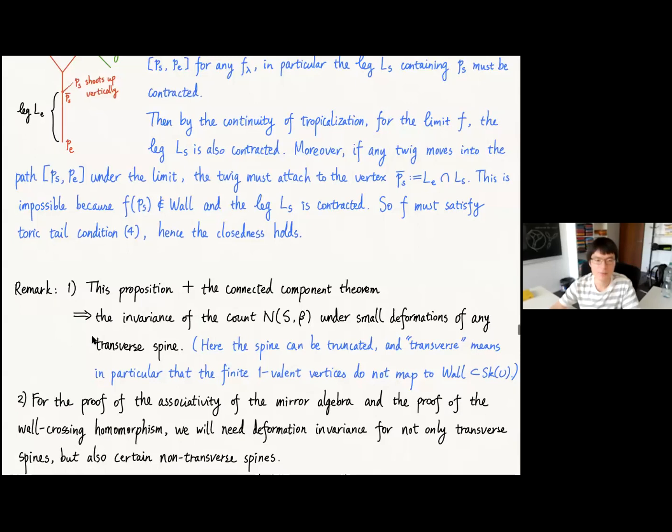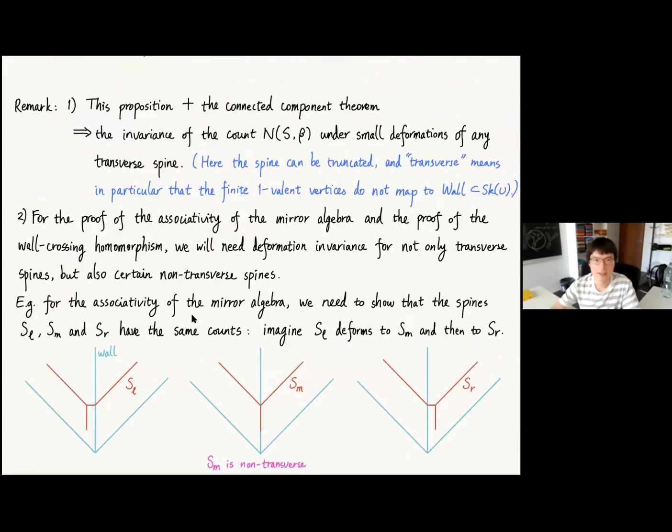For example, for the associativity of the mirror algebra, we need to show that the spines like the following, SL, SM, SR, they all have the same counts. Imagine that we deform the spine SL to SM, we move it a little bit to the right, and then to SR. In the middle, we get a non-transverse spine SM.